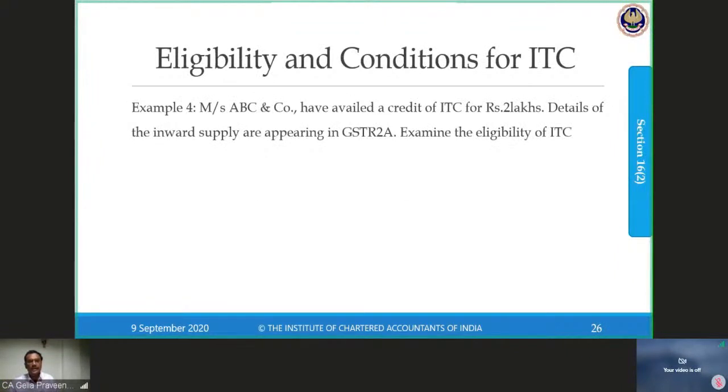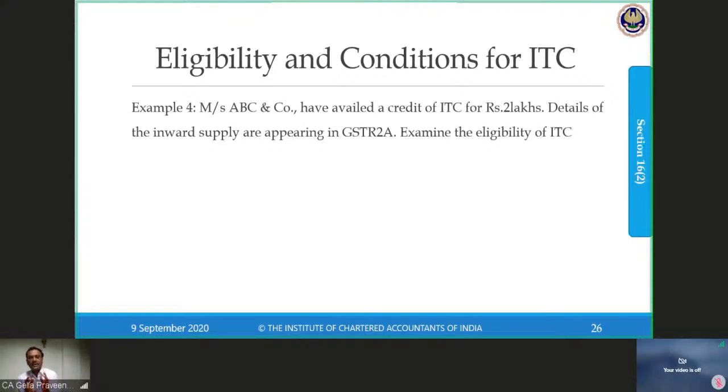Now, I'll come to my 4th question. ABC & Co have availed a credit of ITC of rupees 2 lakhs. Details of the inward supply are appearing in GST 2A. Examine the eligibility of the credit. Now, this is one question where I'm saying I have looked into my GST 2A.